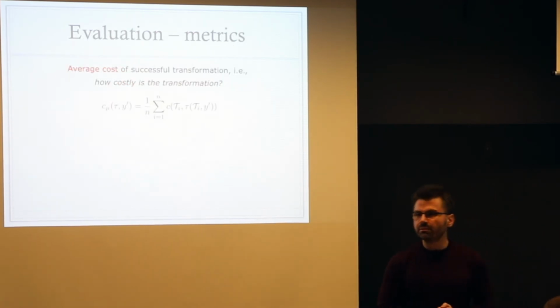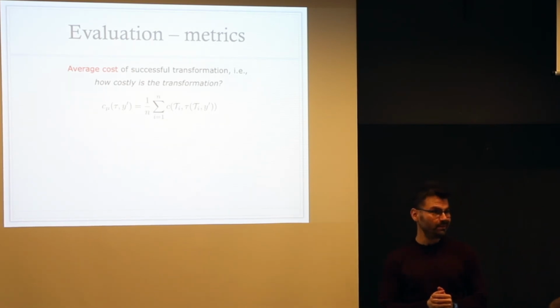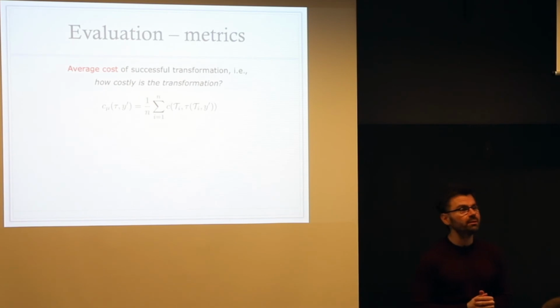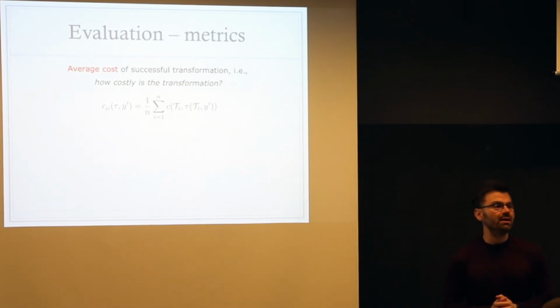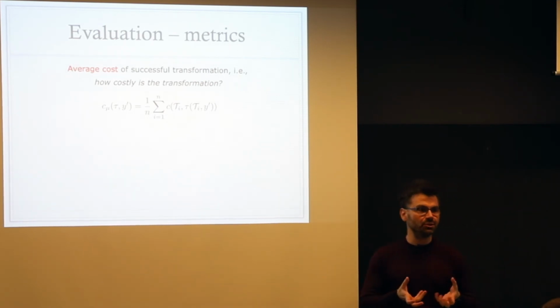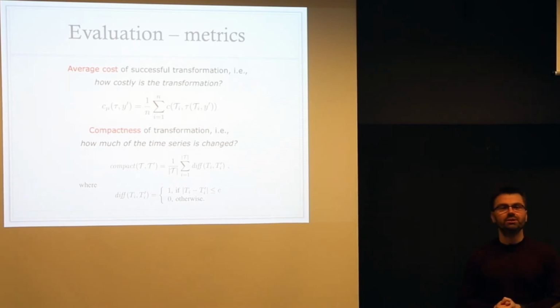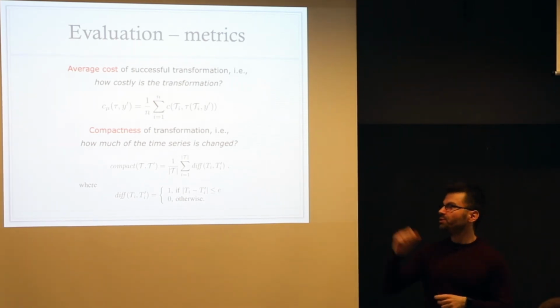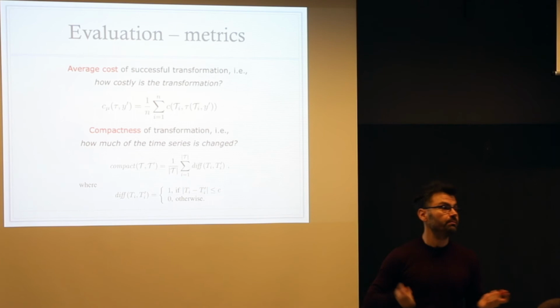And the evaluation metrics are always very hard. It's always very hard to come up with an evaluation metric when you evaluate interpretability, and we didn't want to immediately involve experts, because there are many questions that need to be addressed when you involve experts. So the first thing we looked at was the average cost, meaning how much of the Euclidean distance needs to be changed. And the compactness of the transformation, mainly what fraction of the time series needs to be changed. So what fraction do we need to change, and by how much? And of course, we want to minimize both.